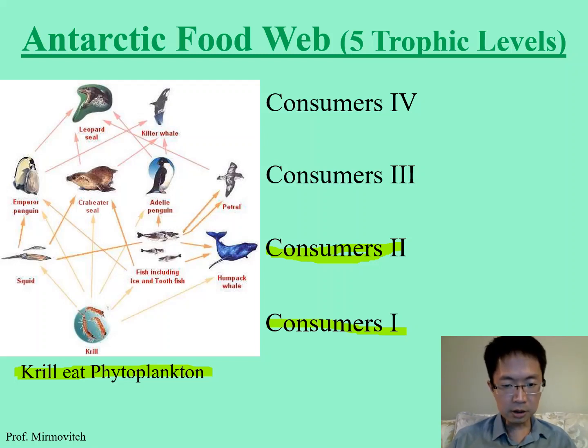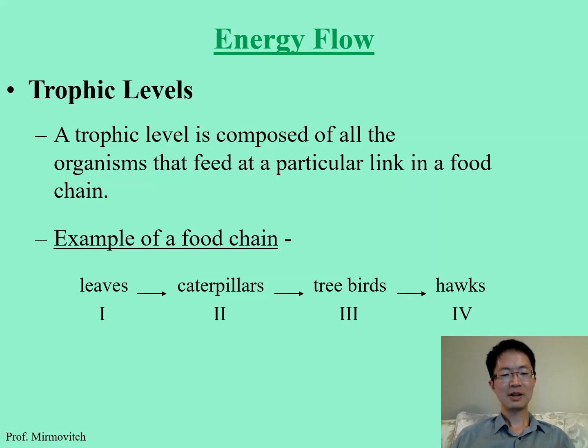The birds are also tertiary consumers. And then leopard seal and killer whales are tertiary consumers too. Killer whales eat everything. They just open their mouth when they're swimming, then everything goes into the mouth. Trophic level is the organism that fits on a particular link in the food chain.